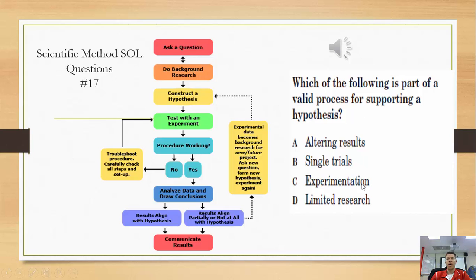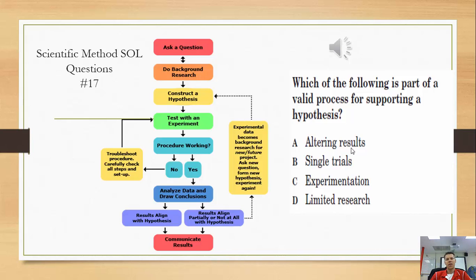Which of the following is part of a valid process, meaning a good process, a true process for supporting a hypothesis? So if you have a hypothesis, all right, how do you support it? In a valid method. Test with an experiment, that's good. Analyze your data, communicate your results. All those things are good. What about altering your results or changing them to get the answer that you want?